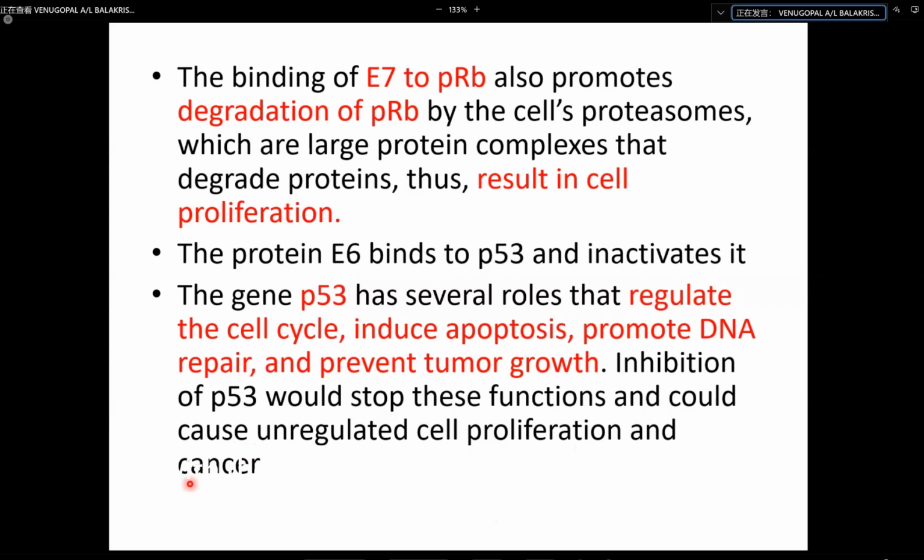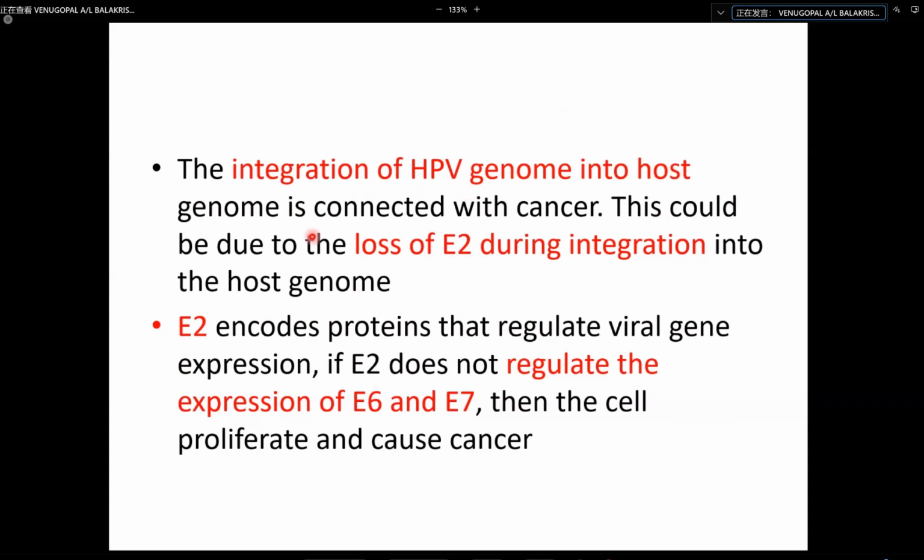The integration of the HPV genome into the host genome is connected with cancer. This could be due to the loss of E2 during integration, as I said. And what does E2 do? It encodes a protein that regulates viral expression. If E2 does not regulate the expression of E6 and E7, then the cell proliferates and causes cancer. The integration of the virus genome into the host genome disrupts E2. It may cut the E2 into two and then join the left and right of the host chromosome.